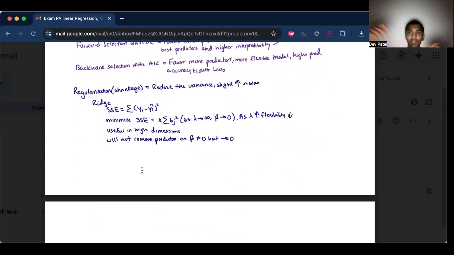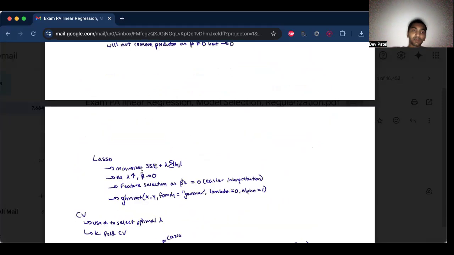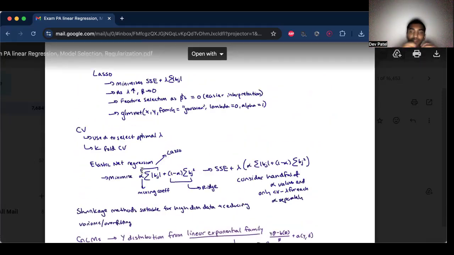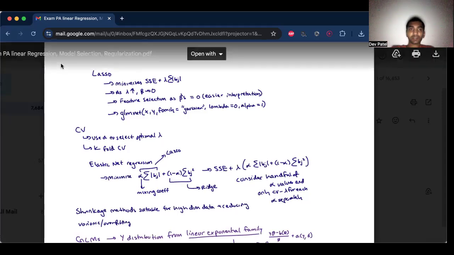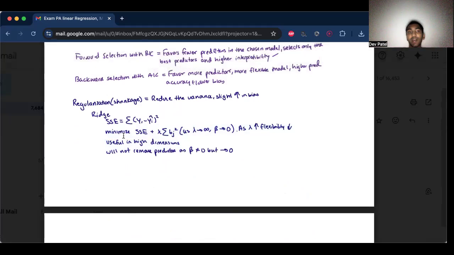We don't want to really capture the trends in the data. We want to make sure that this model performs well on new unseen data points. And so we have two different approaches for this, or three technically. We have lasso, ridge, and then we also have elastic net, which is a sort of hybrid between these two. Ridge regression is very useful in high dimensions.